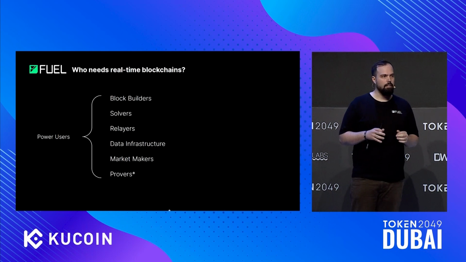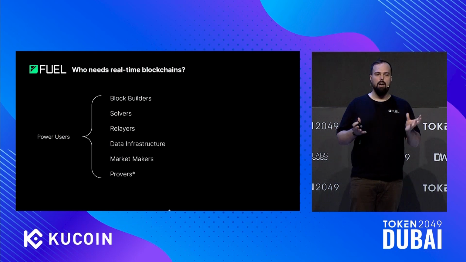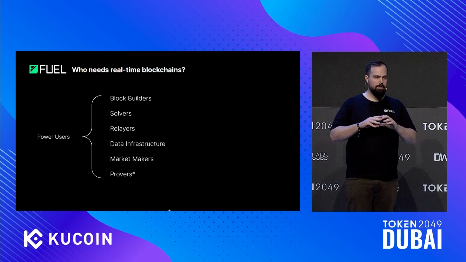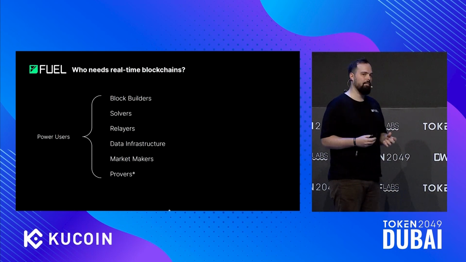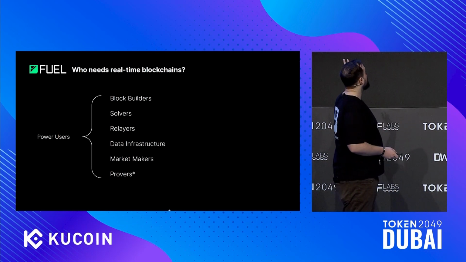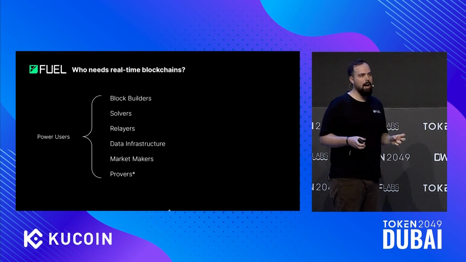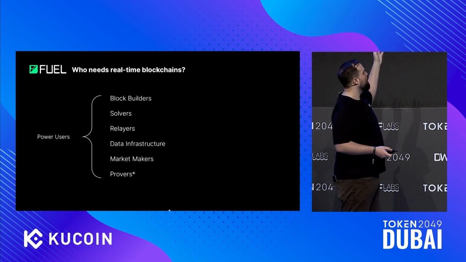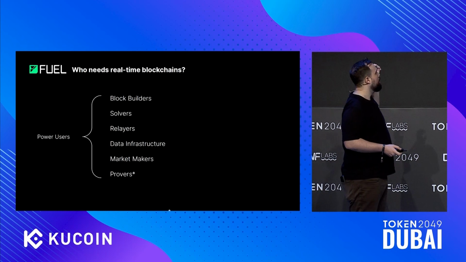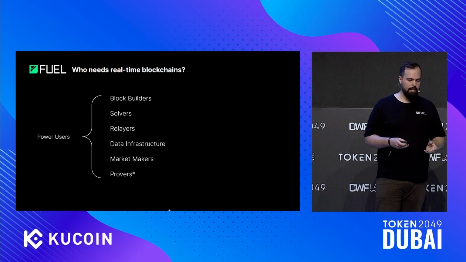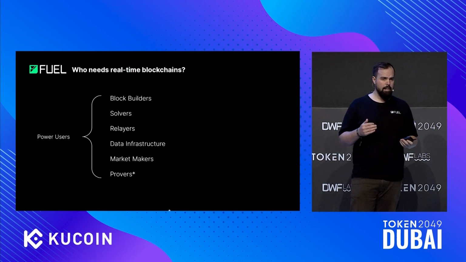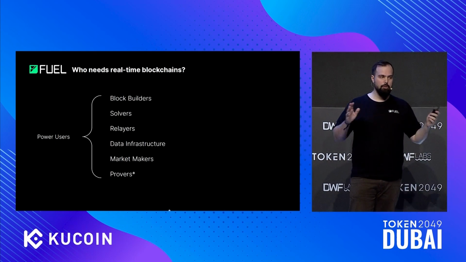But you're not factoring in the fact that the blockchains are becoming a lot more complicated. There's a lot more actors, and those actors are very sophisticated, and they actually need really, really fast communication time, also finality, et cetera. They need everything to speed up a lot. So some examples of what I'd call real power users of blockchain are block builders, solvers, relayers, data infrastructure, market makers, and provers. All these parties actually need things to speed up a lot because they need to get the information to just do whatever they want to do.